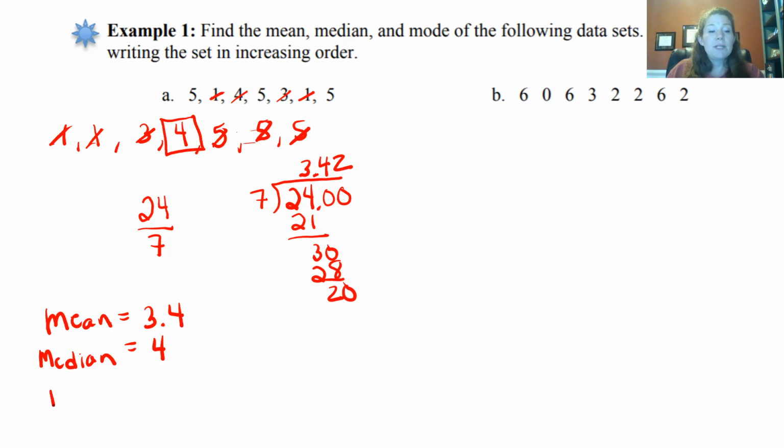And then the mode is the number that occurs the most. We only have 7 digits. Well, the 5 repeats, 3 5s. So the mode is 5. All right, so let's look at letter B.